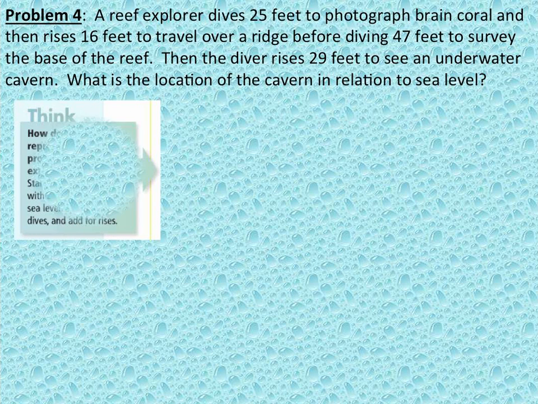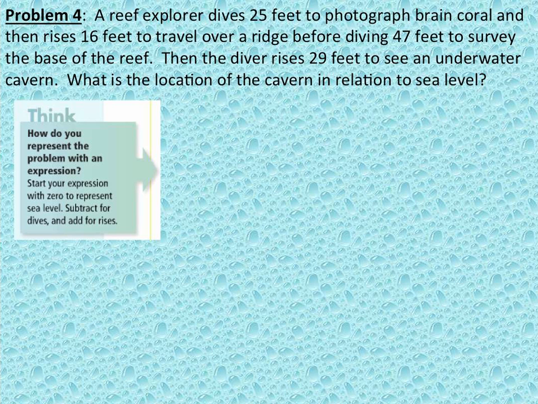If we wanted to represent the problem with an expression, start with 0 to represent sea level. When I'm at sea level, I think of that as 0, and I'm going to subtract when I go down or dive, and add when I come up or rise. So in the beginning, I'm starting at 0. I'm going down, diving 25 feet, so minus 25. I'm coming back up, rising 16. Then I'm diving again 47, so minus 47. And then I'm rising again 29, so plus 29. So really, it's just a big arithmetic problem.